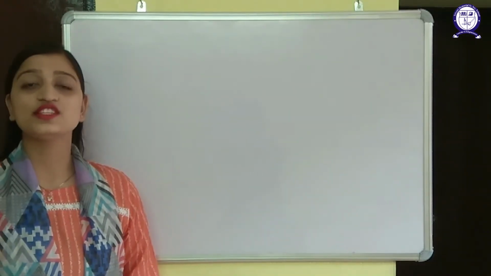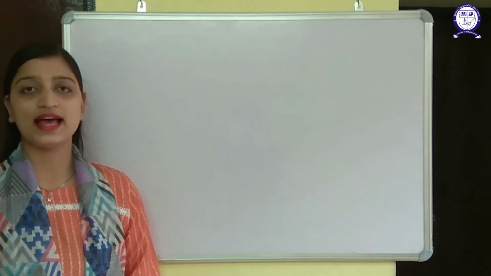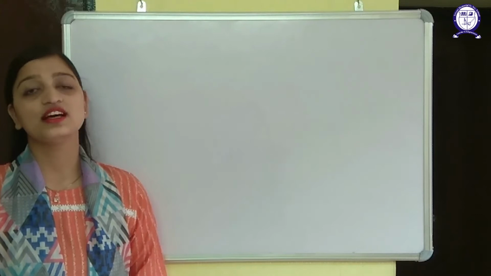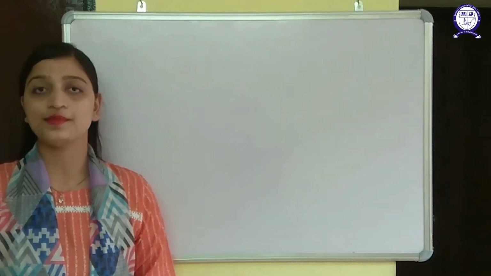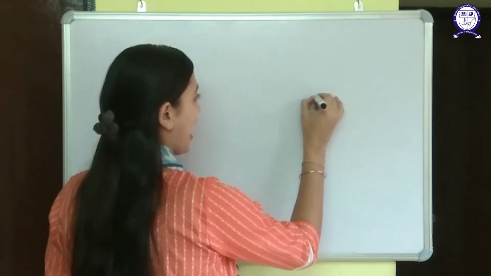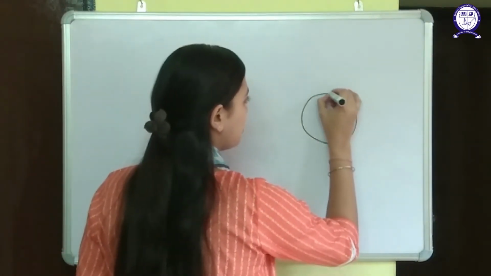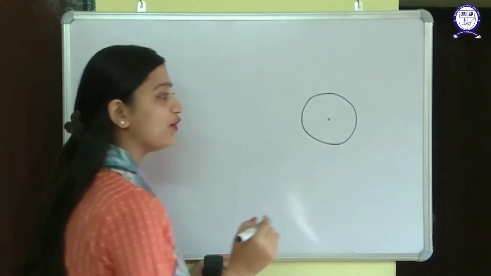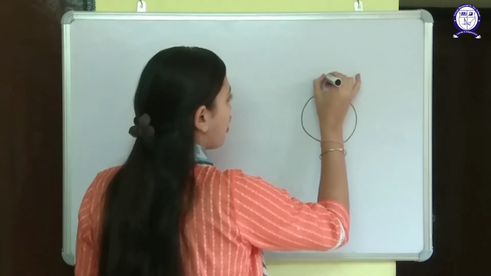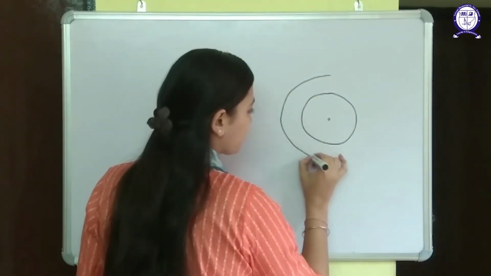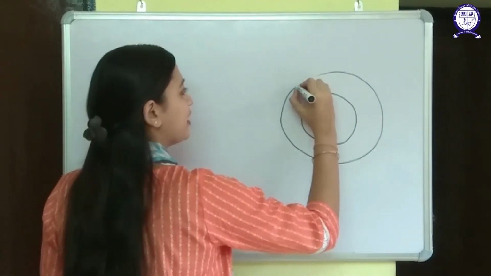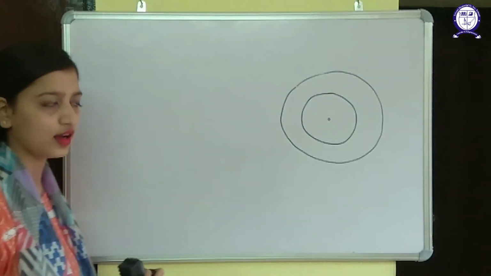Okay, now there is one more concept in this chapter, that is concentric circles. What are concentric circles? They are circles which have the same center. Suppose this is the center and there is one circle with this center. Now with the same center but a different radius, I have drawn one more circle. Okay, so these are my two concentric circles.